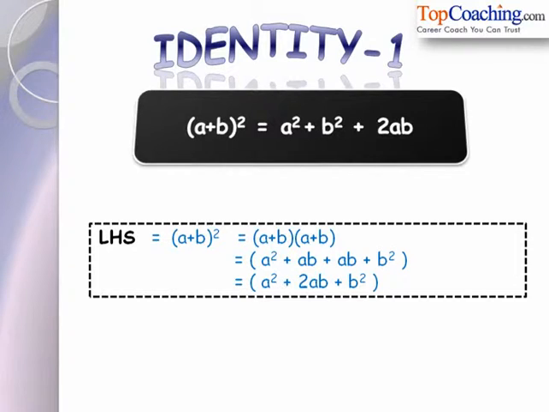Let us look at the LHS. LHS is (a + b) whole square. So now (a + b) whole square could be written as (a + b) into (a + b). So now when we multiply both these terms, what we get is a square plus ab plus ab plus b square. ab and ab gives 2ab, and thus the answer is a square plus 2ab plus b square, and which is actually the RHS. So (a + b) whole square is equal to a square plus b square plus 2ab. Now this identity is true for all the values of a and b.